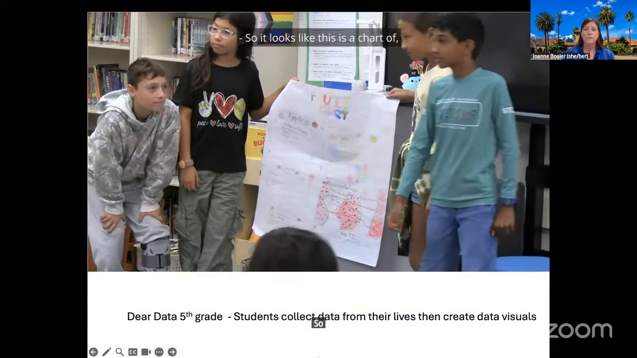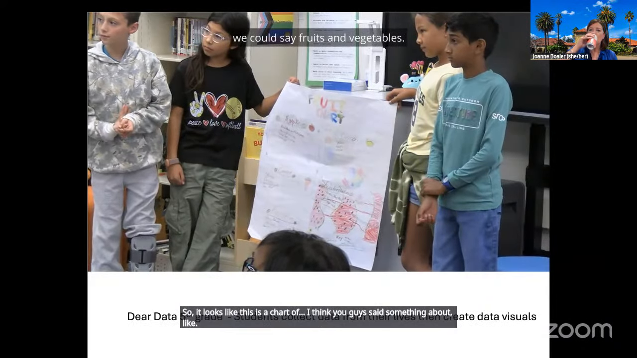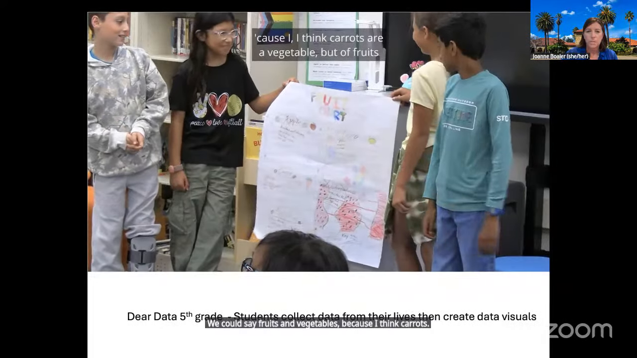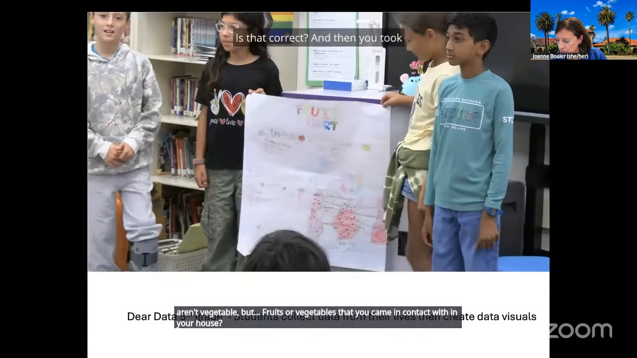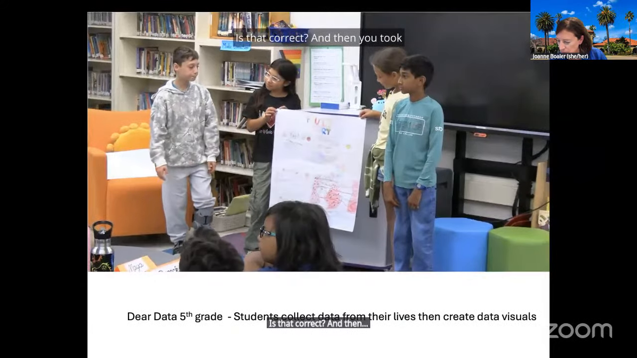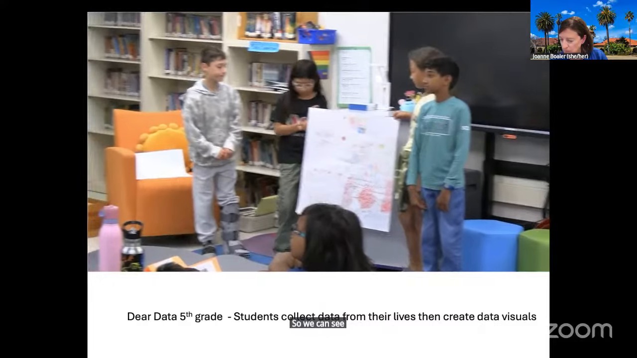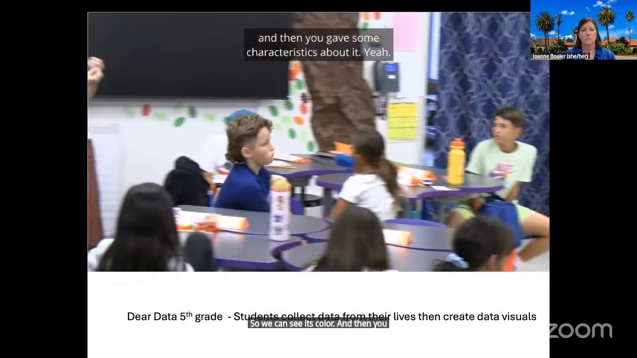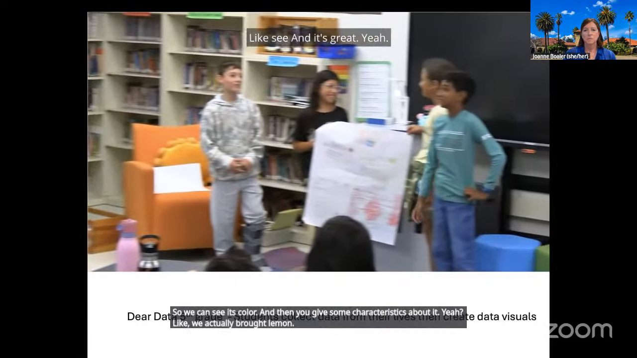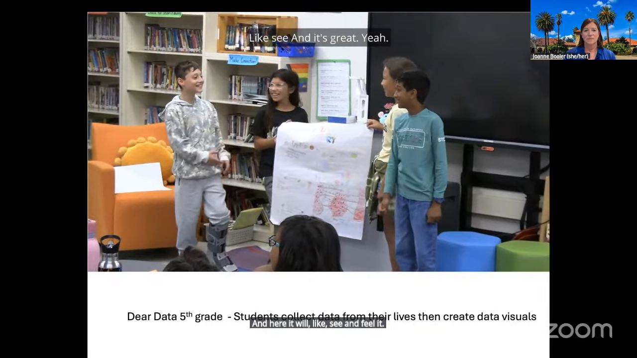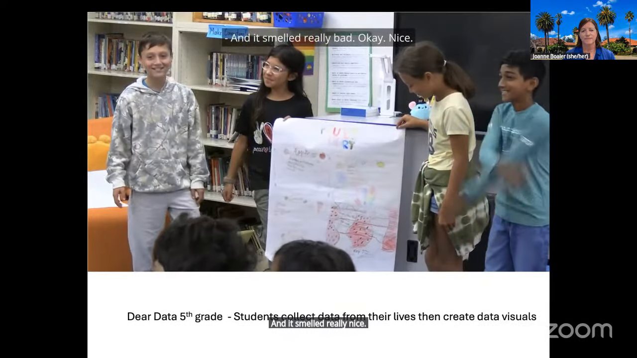So it looks like this chart. And the teacher is kind of reading the chart back to you guys. You said something about, we could say fruits and vegetables, because I think carrots are a vegetable, but fruits or vegetables that you came in contact with in your house, is that correct? And then you took the item, you drew it, so we could see its color, and then you gave some characteristics about it. Yeah. Like we actually brought a lemon and carrot to see and feel it. That's great. Some teeth. Yeah. And it smelled really nice. Okay. Nice. Thank you very much.